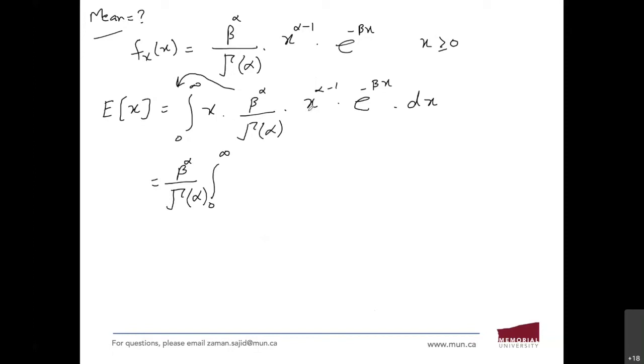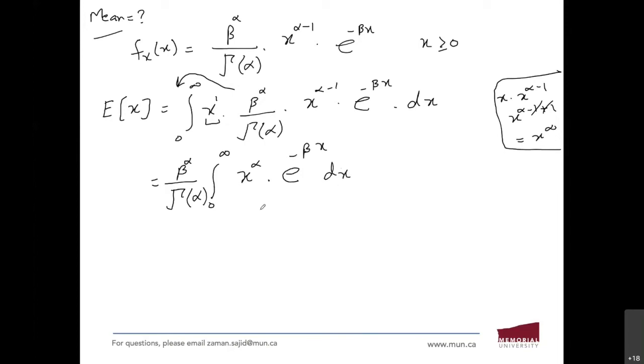And I have two terms here. One is x power 1 and the other is x power alpha minus 1. When I combine them, they become x power alpha. Let me do it here. So this is x times x power alpha minus 1. This x is power 1 here, so the powers will be added up. Minus 1 plus 1 cancels. So the leftover is x power alpha, times this function e power minus beta x dx.